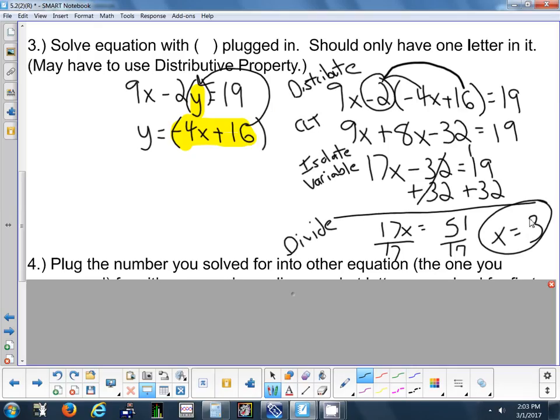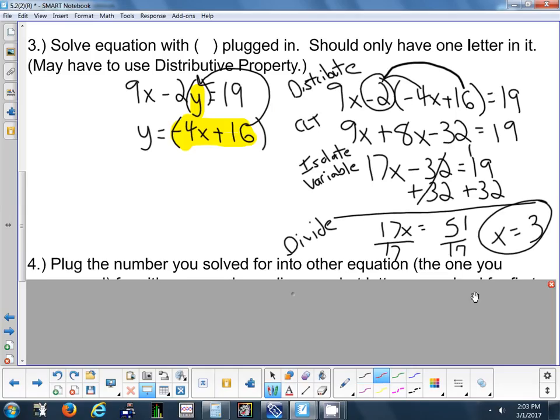All right? So I don't care if x or y is isolated, x or y, you have to rearrange. I don't care. These steps, once you get plugged in and you do your substitution, are always going to be the same. Distribute, combine like terms, isolate the variable, divide. Always going to be the same. I don't care what kind of problem you have.